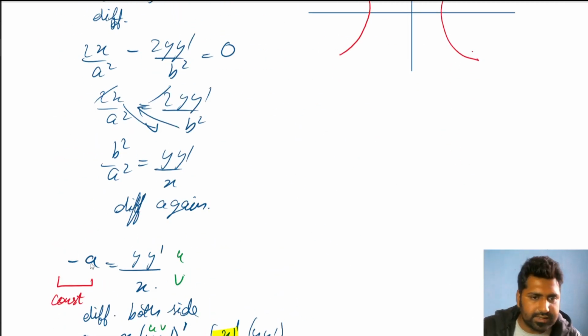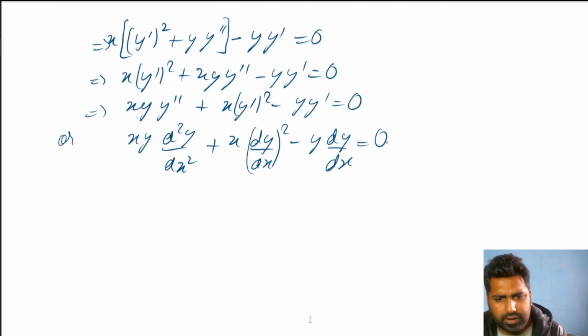The only difference is instead of minus a here, as such we have b square by a square. But the point is the constant differentiation is always 0, and still you have to do the same thing over again and you'll get the same differential equation. This is hyperbola.